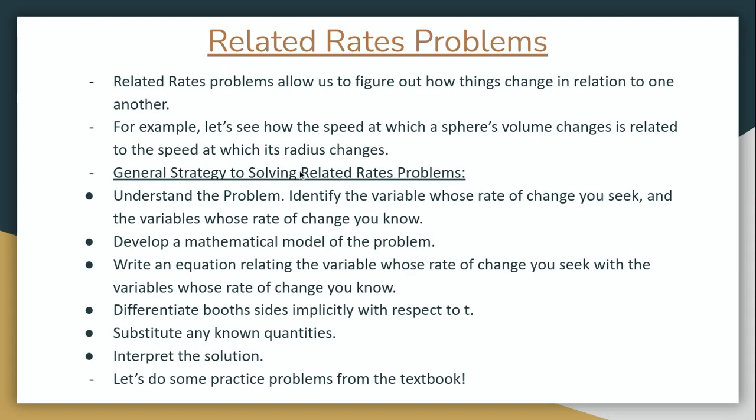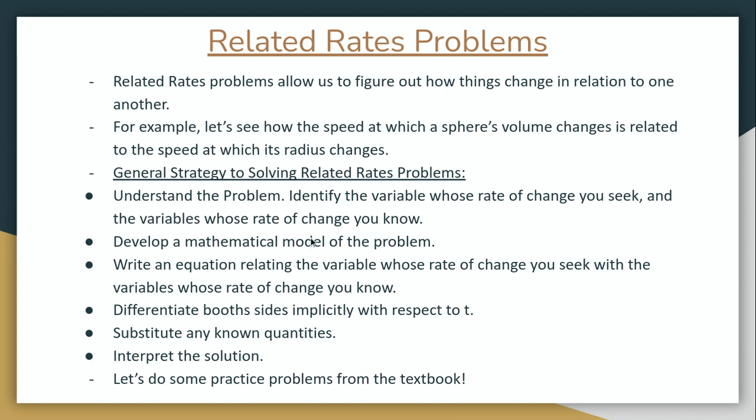The general strategy for solving related rates problems. Understand the problem. Identify the variable whose rate you seek and the variable whose rate of change you know. In the first example, I'm looking for the rate of change of volume. I know the rate of change of radius, and I know what value the radius is. So ask, what am I looking for? What do I know?